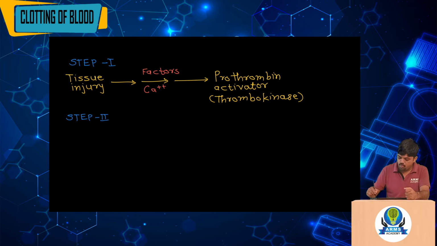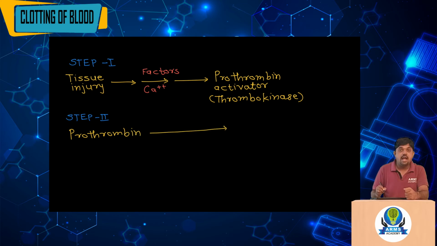In step 2, what happens? Prothrombin, as the name suggests, is an inactive form of thrombin, and it gets converted into the active form, thrombin. For this conversion we require the thrombokinase enzyme. This thrombokinase is formed in the previous step, that is step 1, and we require calcium ions also.